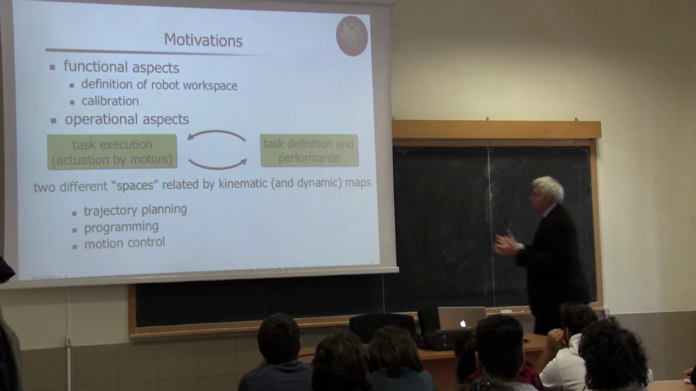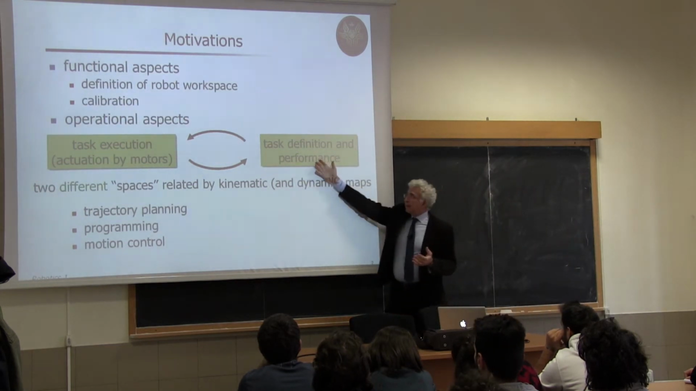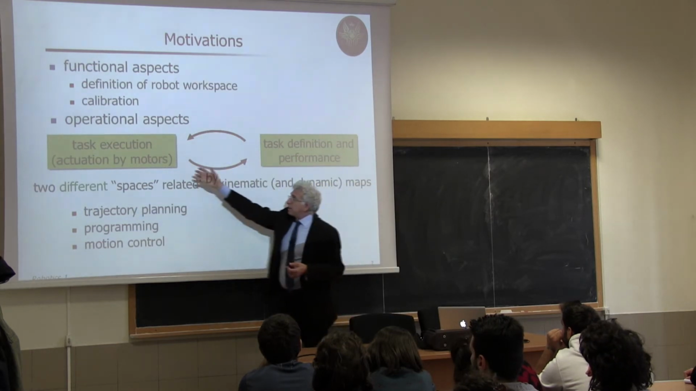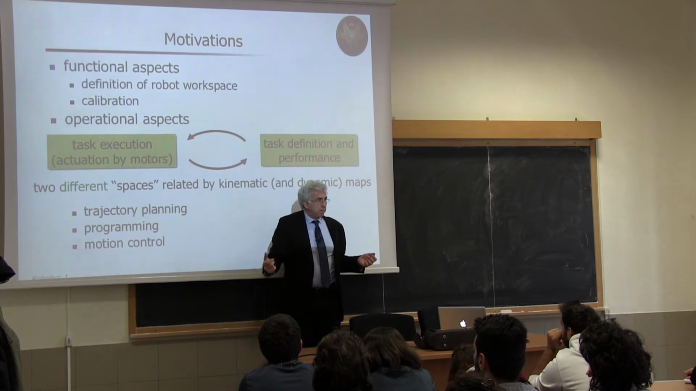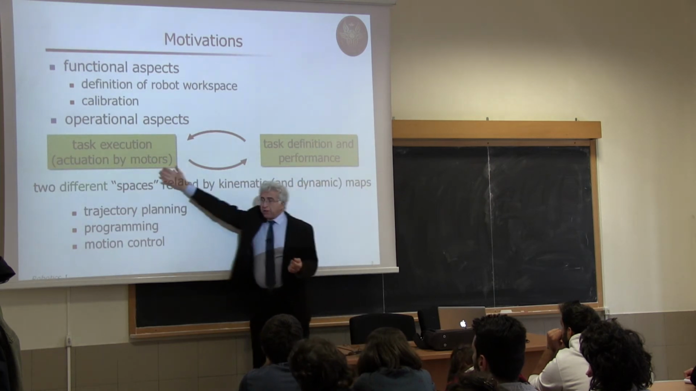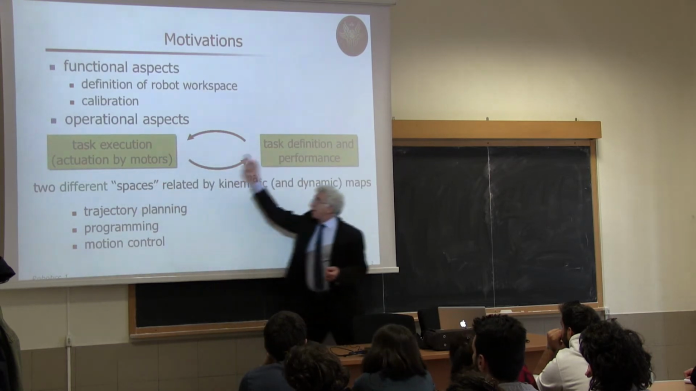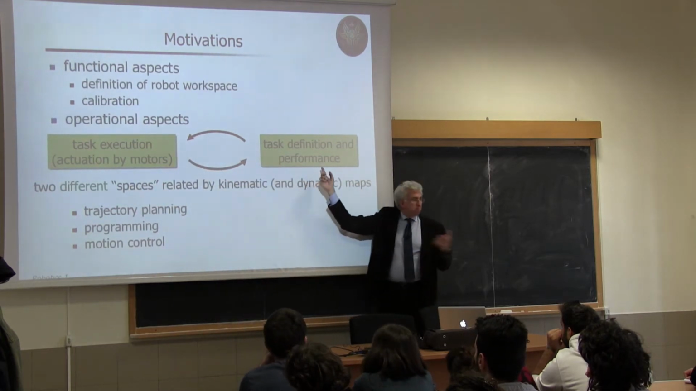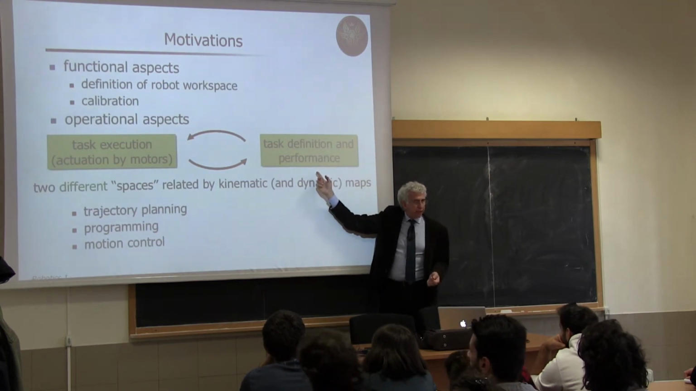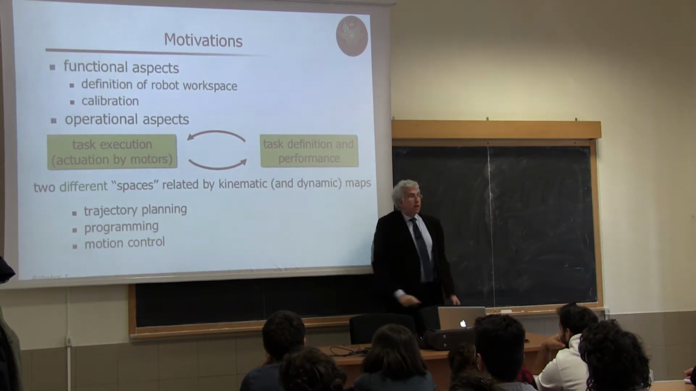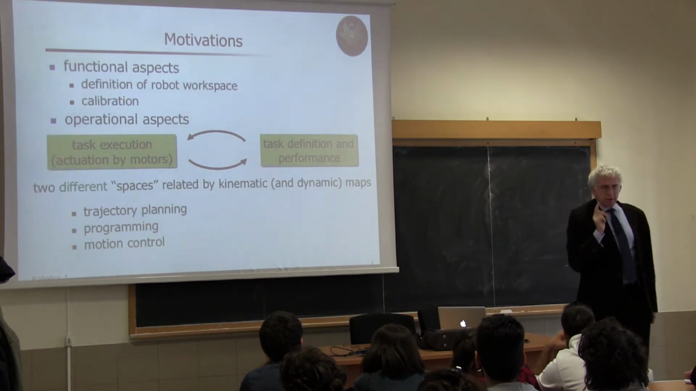So we have two spaces. One where we define the task, the Cartesian space, and one where we execute the task, which is the joint space. Now, if we give a command in the joint space, then this will have an effect on, for the time being, position and orientation of the end effector, so that we can evaluate also the performance in doing the task, if we are doing well or not.